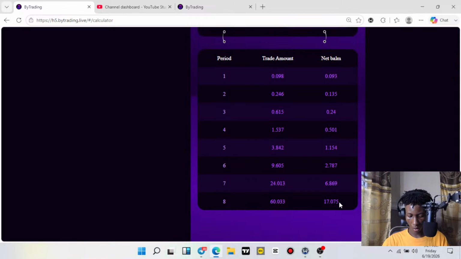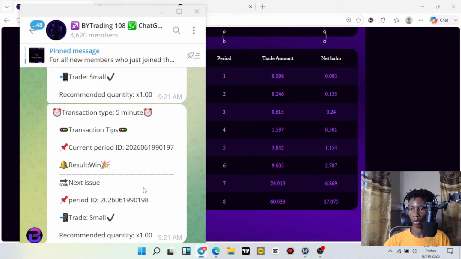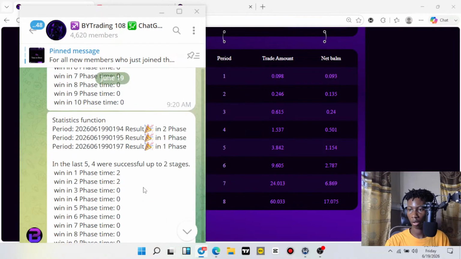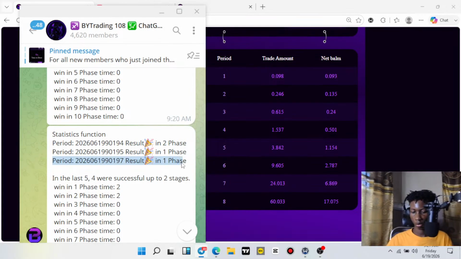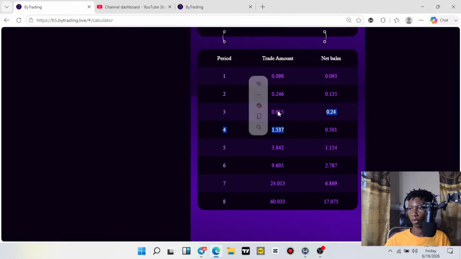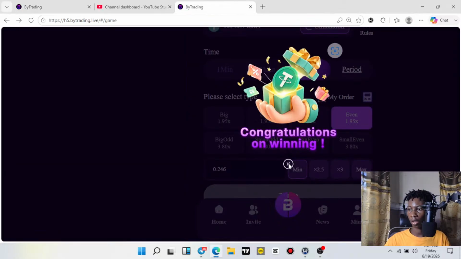So that's it. We actually won on that very particular trade, and this time around they told us to go with small. So we actually won on that very particular trade, and you guys should always take note of this period ID. Always take note of the period ID, and I just have to come right here. You guys can see we actually won on that very particular trade.